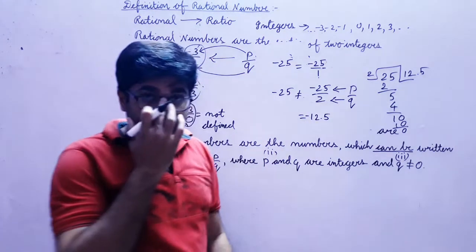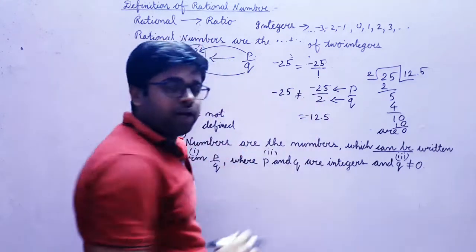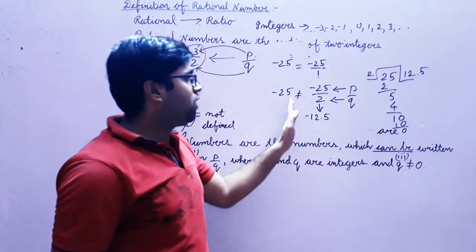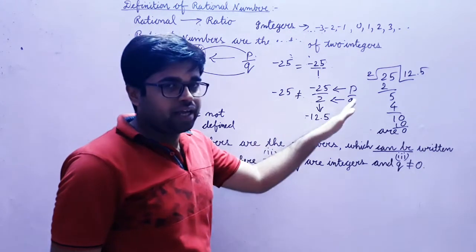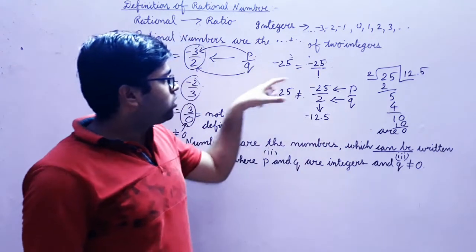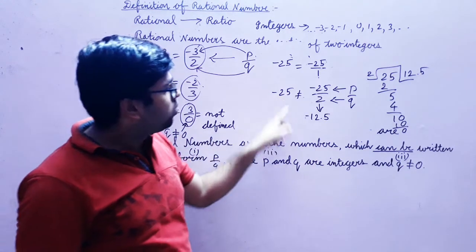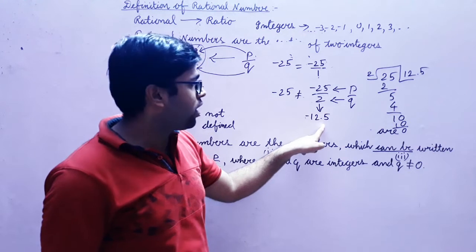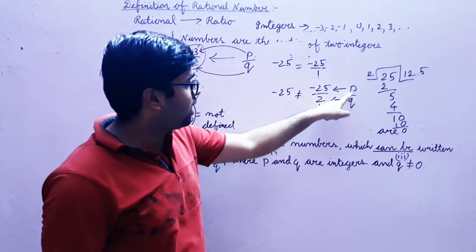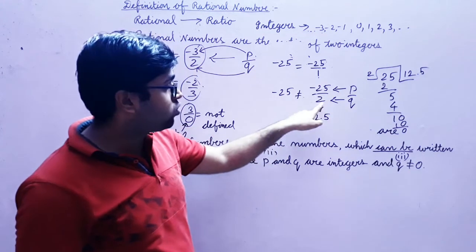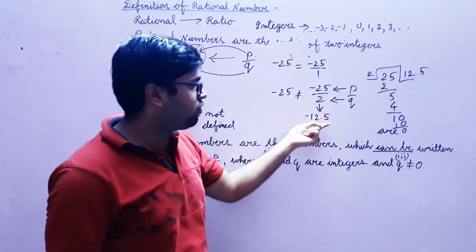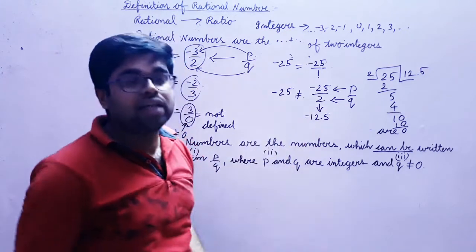So what we see over here is, when we divide minus 25 by 2, we get minus 12.5. So is the value same on left hand side and right hand side? No, the value is not the same. On the left hand side we have minus 25, on the right hand side we have minus 12.5. So if we put p as minus 25 and q as 2, we will not get the same value which is on the left hand side, that is minus 25. We'll get a different value, so we can't take q as 2.